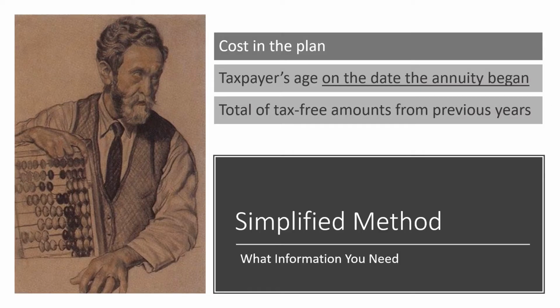So in order to calculate the taxable amount using the simplified method, we're going to need some information from our taxpayers. We need to know their cost in the plan. We need to know the taxpayer's age, and that's on the date the annuity began, not their age at the end of this year. So that can kind of trip you up. So it's important to remember that that's the date when they started receiving these payments, what their age was on that date. And then we need to know the total of the tax-free amounts that they already collected in previous years.